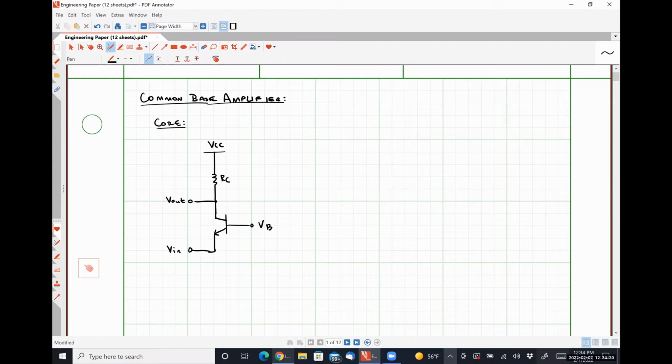We can represent effectively this exact same circuit using PMOS transistors like so. Here's the in, here's the out, here's VB.